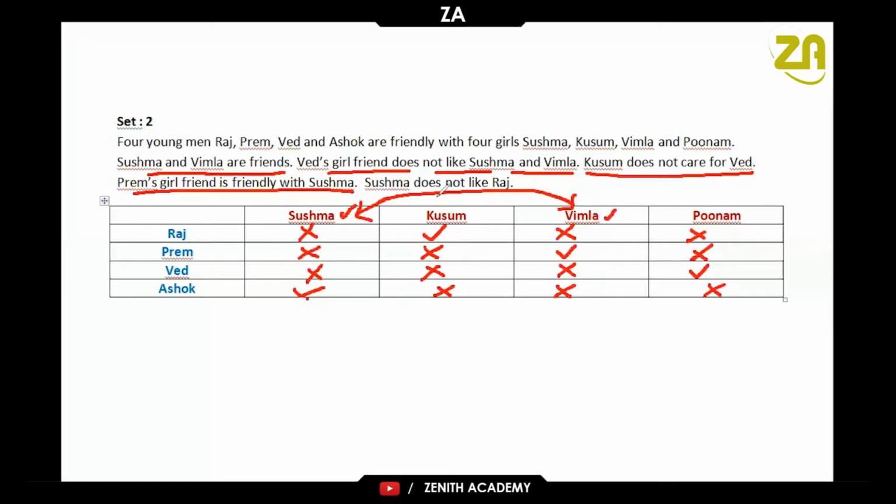It is very easy now to decide. No, just a minute. Susma is a girlfriend of Ashok. Kusum is a girlfriend of Raj. Vimla is a girlfriend of Prem. And Poonam is a girlfriend of Ved.